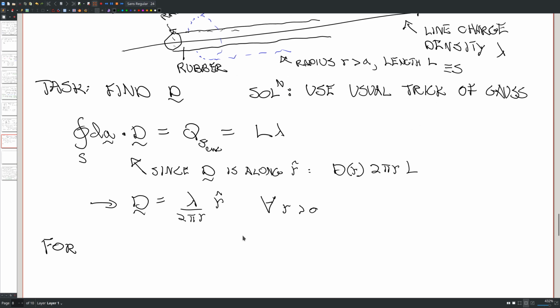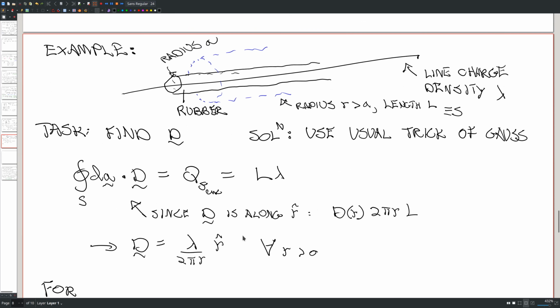So, first question, how do I know that D is along R? Let's imagine that D has a certain component in the angular direction, and for that matter, also a component in the Z direction. Now, let me use the following discrete symmetry, which is an inversion symmetry along the axis of the wire. I'm taking the wire and I'm literally doing a parity transformation, like this. So I have not changed lambda. I have not changed the free charge distribution.